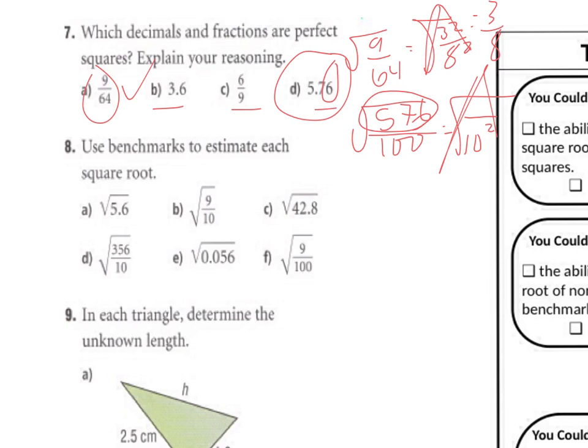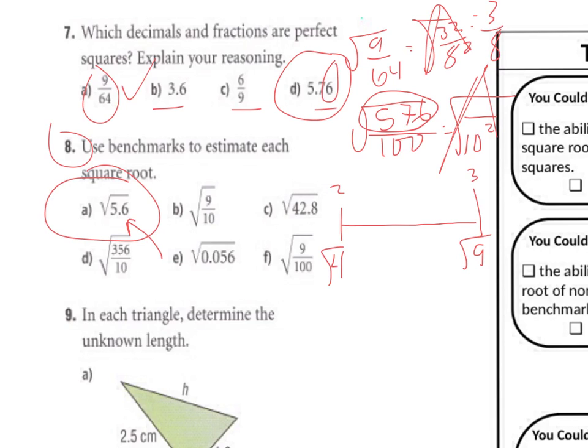Now we get into something called benchmarks. So number 8, benchmarks, all we're doing is we're looking for perfect squares on either side of a number. So sometimes it's a little bit more confusing than it should be. If I looked at a number line and I looked at numbers close to 5.6, I know that 4, which is a perfect square, I get 2. I know that 9 is my next perfect square, and I get 3. Here's my halfway point between 2 and 3.